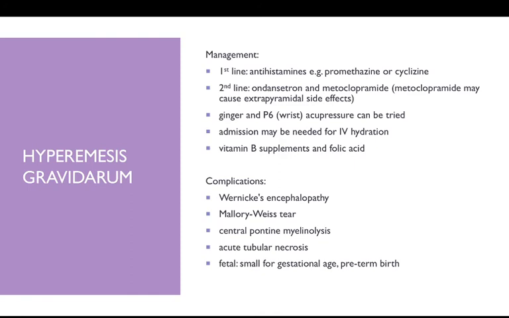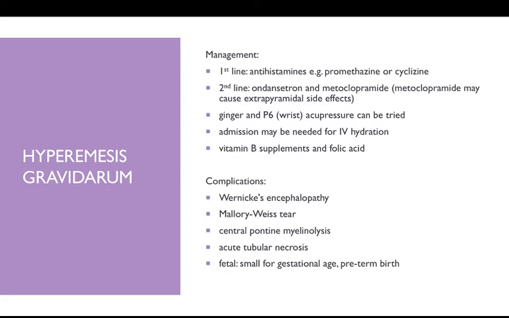Okay, so management. The first line antiemetics are antihistamines, so cyclizine or promethazine. Second line are ondansetron and metoclopramide. Other things that you can recommend are ginger, which is quite good as an antiemetic. Also, you can try acupressure, so P6 at the wrist can be tried. We've already mentioned that admission might be required for IV hydration, and vitamin B supplements and folic acid.